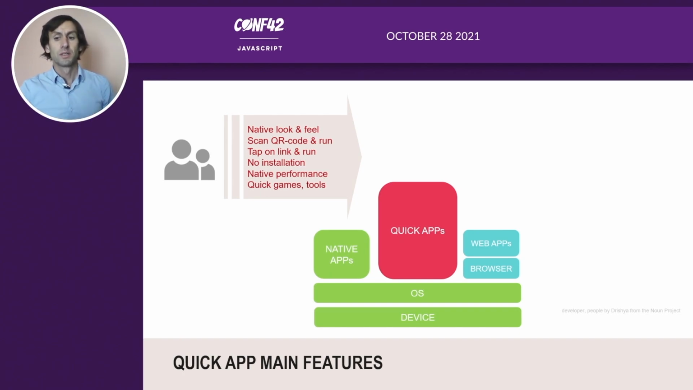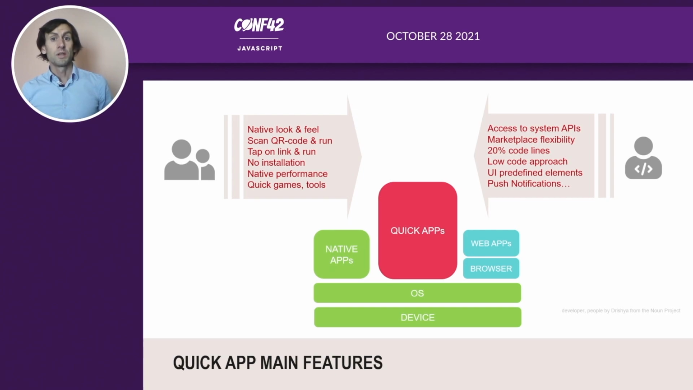In terms of developers, what we can achieve with Quick Apps, we can have access to the system APIs, the native APIs, advanced system APIs, like access to the calendar, access to the list of contacts. We will be able to push notifications to the user based on the native capabilities of the device with less code. It is estimated that we only need 20% of the code lines than in a native application, and we will have the possibility to use pre-built user interface components and also pre-built services that can access these APIs of the device.